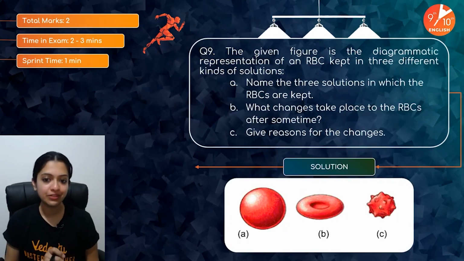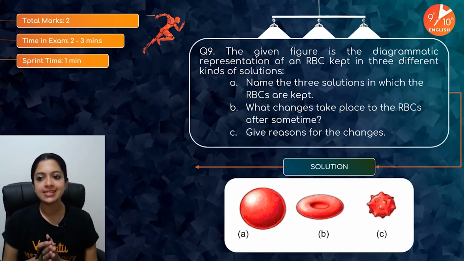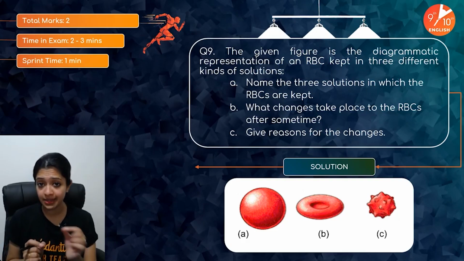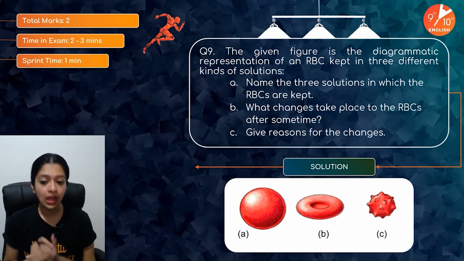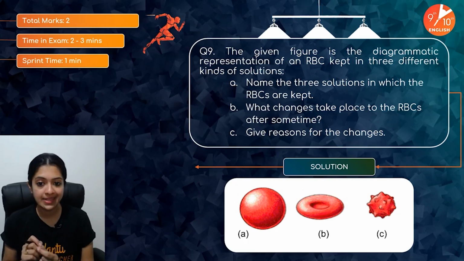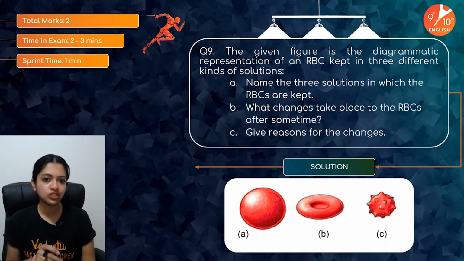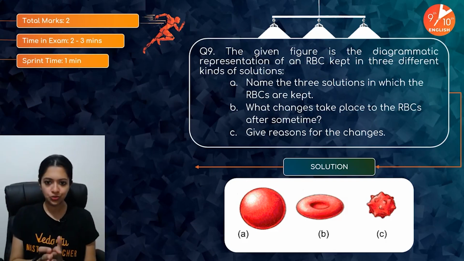Here is question 9 for you. The given figure is the diagrammatic representation of an RBC, a red blood cell, kept in 3 different kinds of solutions. Name the 3 solutions in which the RBCs are kept. What changes take place to the RBCs after some time? Give reasons for the changes. Think about the answer. I'll come back to you.